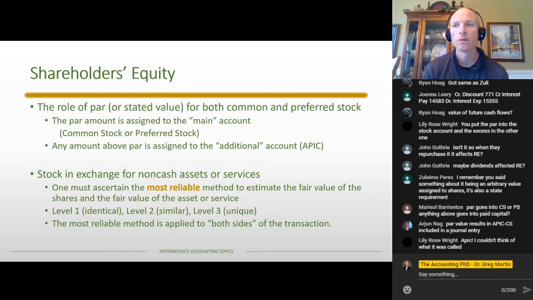Just so you're aware, sometimes the common stock might be more reliable than the other item. In other situations, the other item might be more reliable than the common stock. And so it's never one or the other. It's just which one's more reliable, and that's what you're going to use.